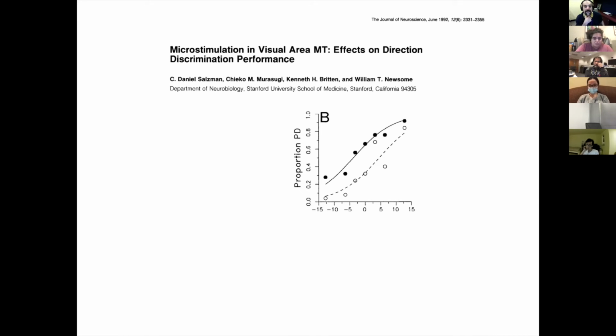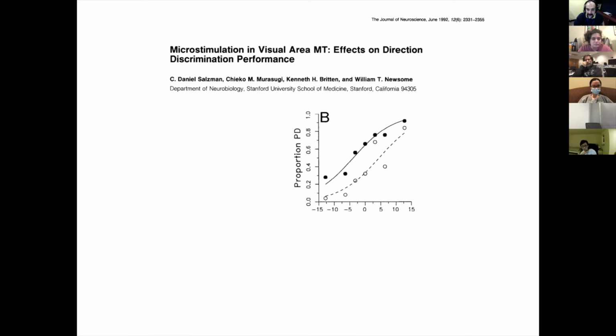And you ask the monkey to tell me, were the dots moving in this direction or in that direction? You basically put 2 dots next to it, and the monkey is supposed to look at the dot that is aligned with the direction of motion and answer you by eye movements.